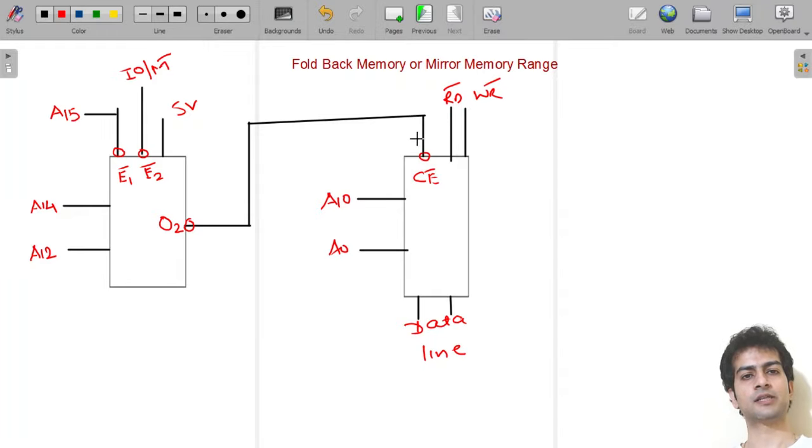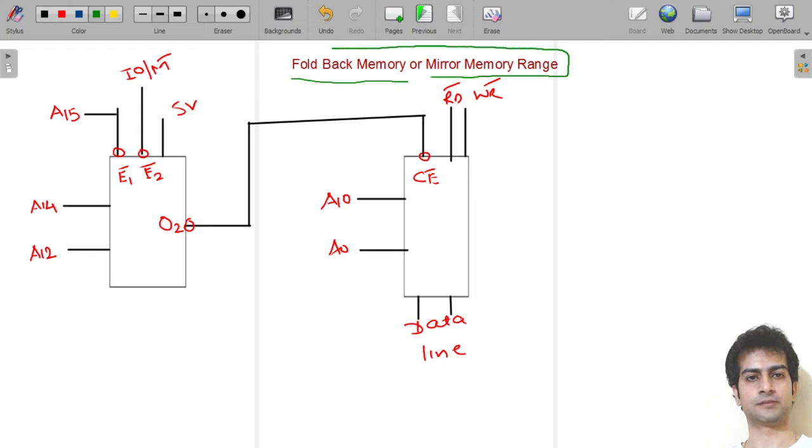Now we will discuss a very important concept, and that is the fold back memory or mirror memory concept. Let's see what it is. Many questions are asked in the GATE exam based on this concept. So this is a favorite topic for the GATE exam.